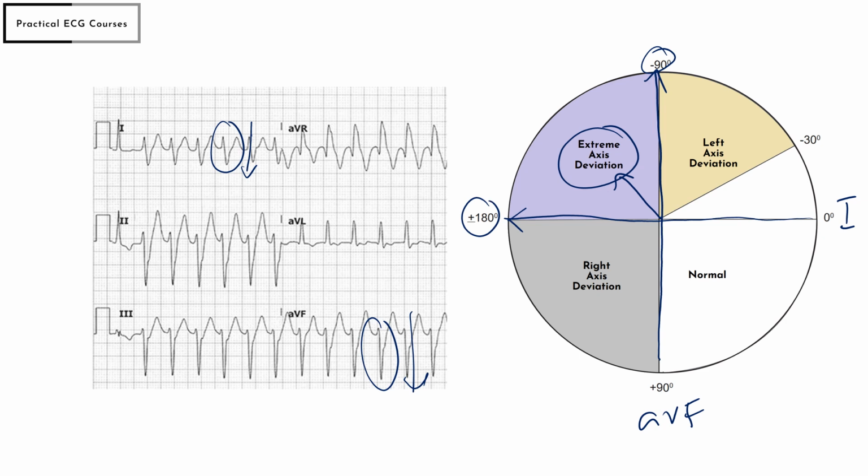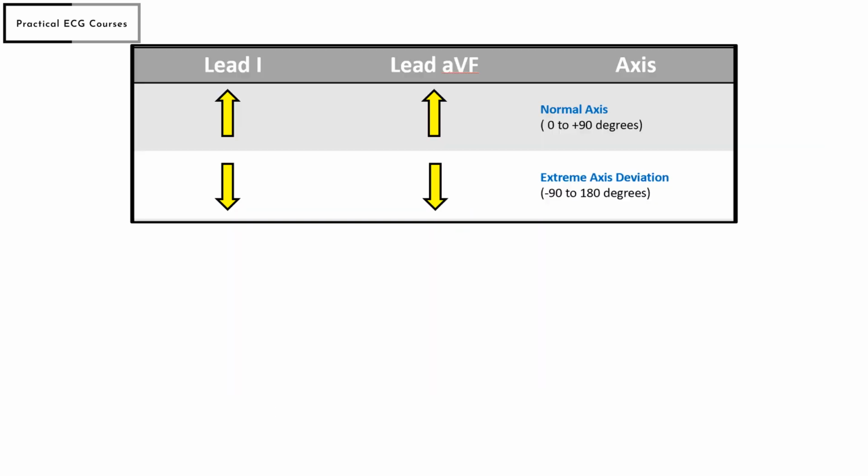This is the concept behind this. So if both 1 and AVF are predominantly negative, that is extreme axis deviation. And you remember what we saw just earlier, that if both are positive, it's normal. If both are negative, that's extreme axis deviation. So according to the modified quadrant method, look at lead 1 and lead AVF. If both are positive, that's normal axis. If both are negative, that is extreme axis deviation.